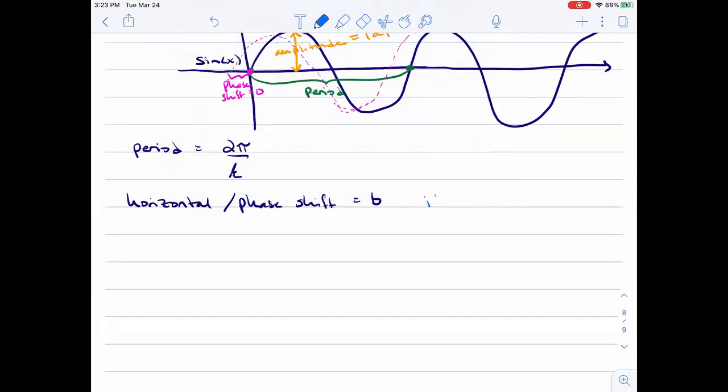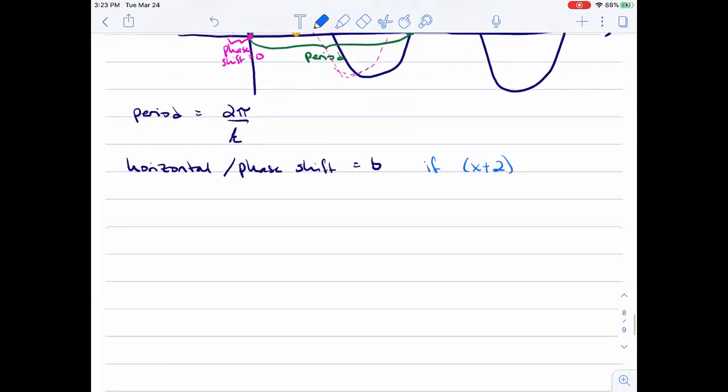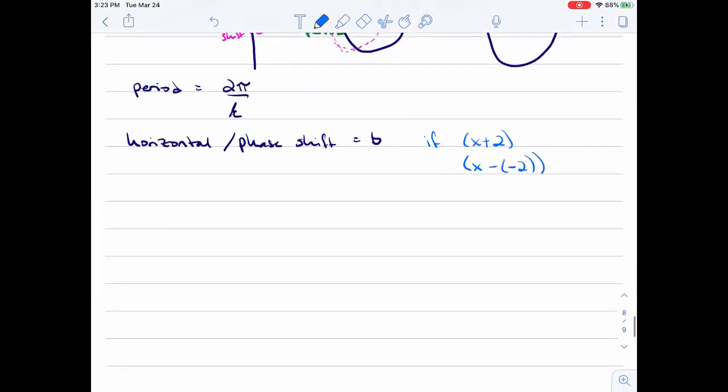If we have x plus 2, and we have to write it as x minus b, then that's x minus negative 2. So b would have to be negative 2, right? So that's when we have a shift to the left. It's a little bit backwards, I guess, in a way, but that's just how it is. That's the only sneaky part that we have to keep track of. Okay.